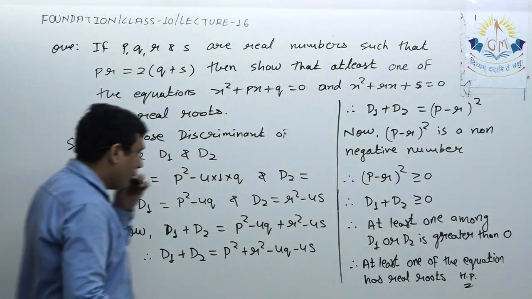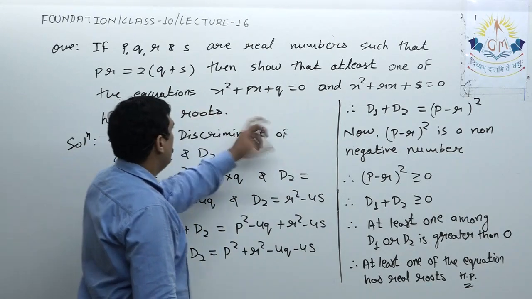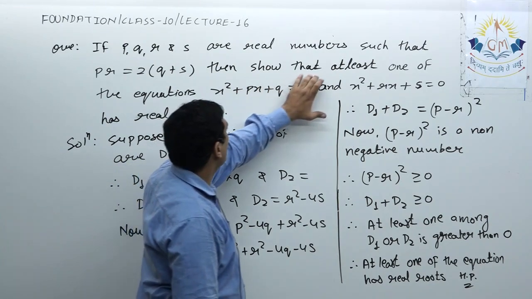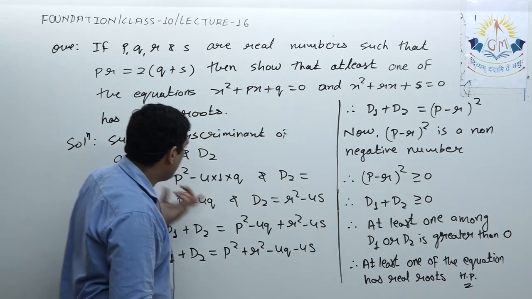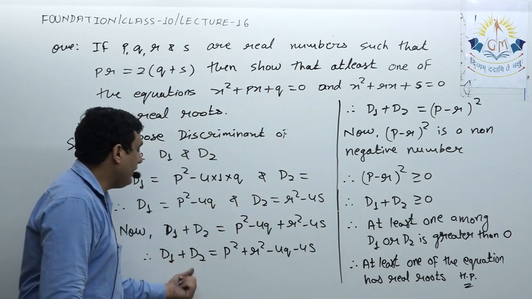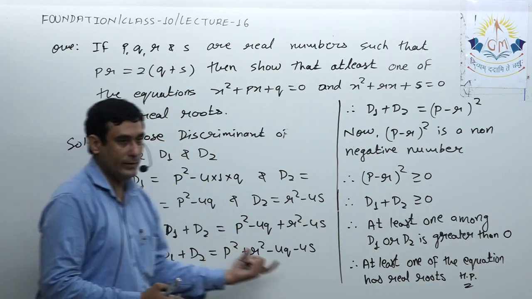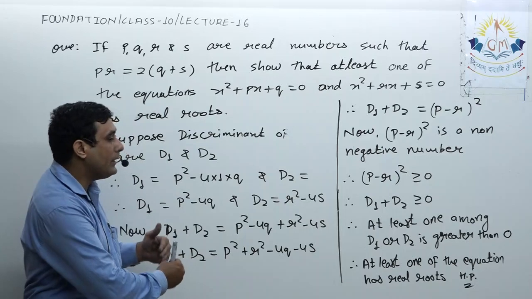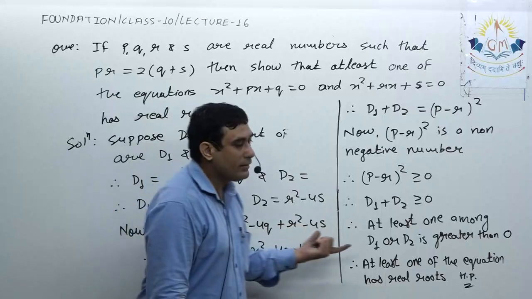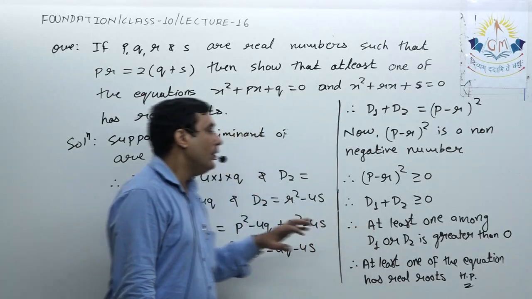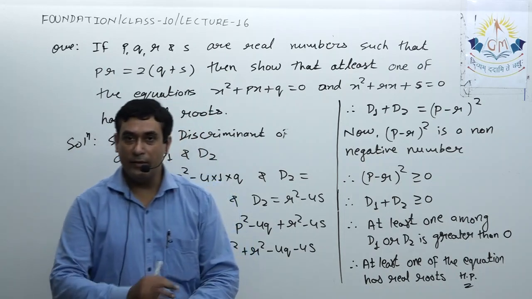I hope this is clear to you. Let me explain once again. A slightly different condition was given in the question: we have to show that at least one of the equations has real roots. Now you might ask why I found d1 plus d2. See, d1 plus d2 gives you a result, whether it is 0, negative or positive, so from there it is easy to conclude that definitely one will be positive. If I say the difference is equal to 0, then it is a little bit complicated to conclude that one definitely will be positive.